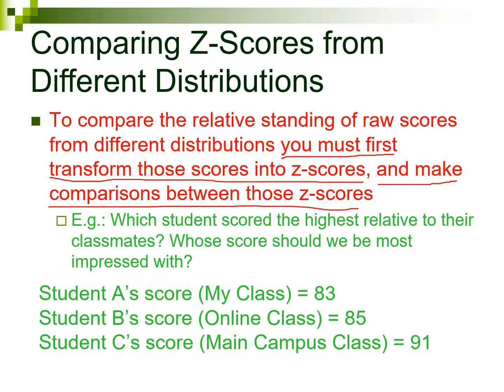Again, if the question is, for example, which student scored the highest relative to their classmates, whose statistics grade should we be the most impressed with, we can't just look at the raw scores and say, oh, well, 91 is the biggest raw score compared to these others. It must be student C's score that is most impressive, because maybe they took a really easy class and their 91 was not very impressive really compared to their classmates. Whereas student A might have taken a really difficult class, and this 83 might have been one of the best grades in the class. Again, we can't compare the raw scores. What we need to do is to transform each of these raw scores into z-scores, and then compare the z-scores to see which of the z-scores was the largest.